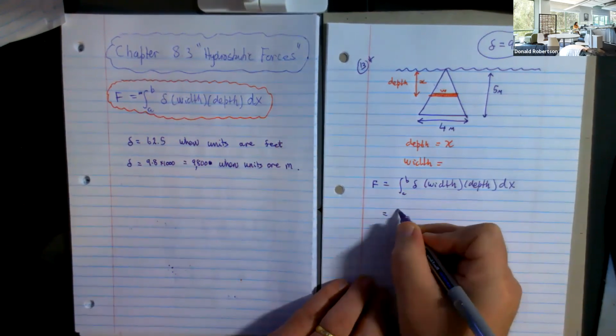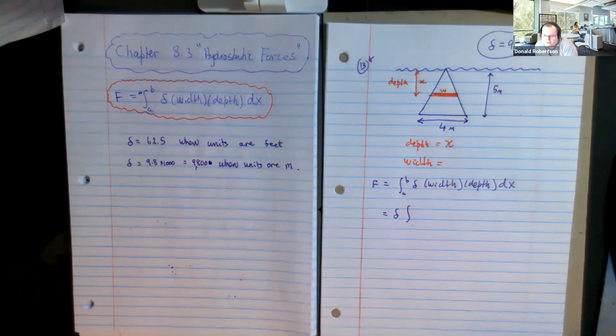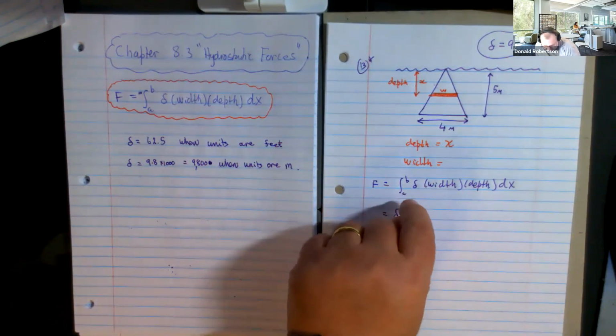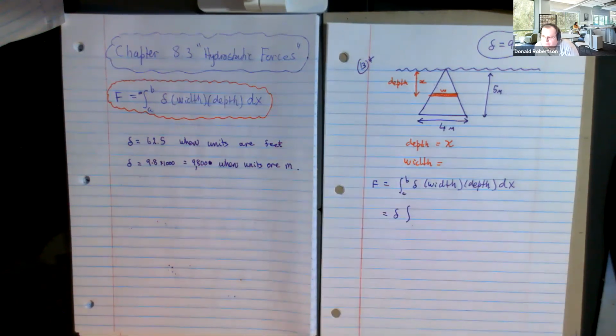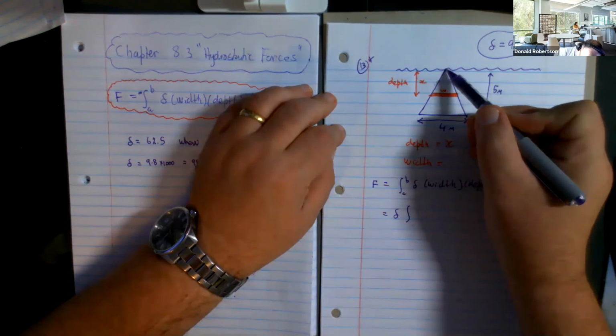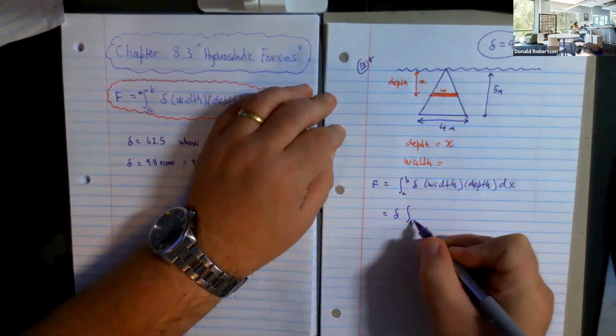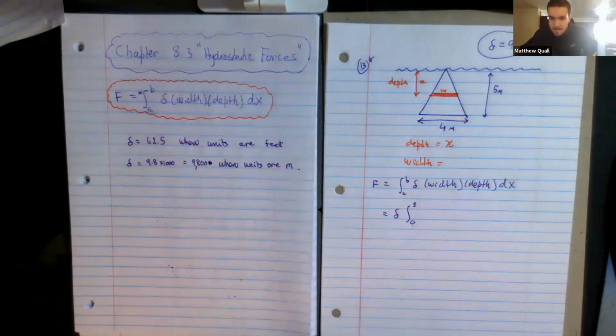I'll pull out the delta. Okay, in this question, in this situation, what are the values of A and B? So what will the value of X be at the top and then at the bottom? 0 and 5. Right, do you see now it's back to 0 to another number and it's the same as the depth?